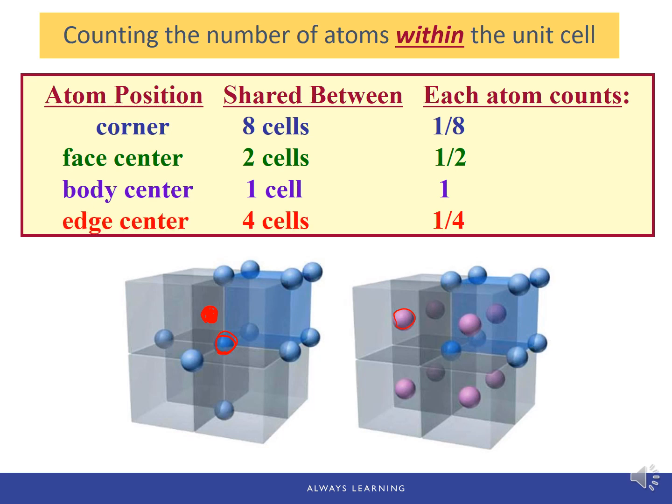And if we have an edge center, which means if we have one atom, for example, over here on the edge, it is actually shared by 4 unit cells, 2 on the top and 2 on the bottom. So each edge center atom is counted as a quarter within a single unit cell.